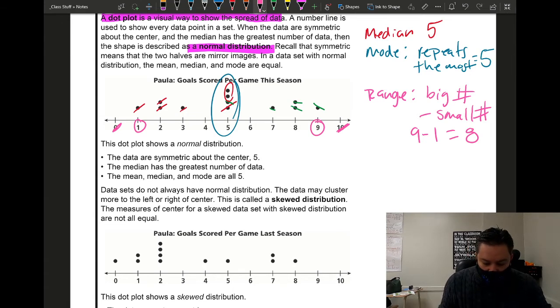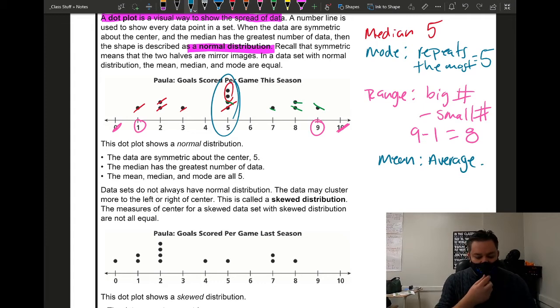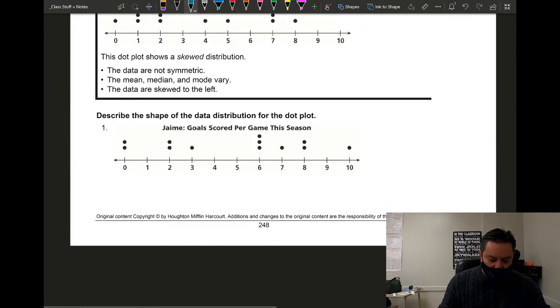And then the other thing that we have is the mean. The mean is going to be the average. And to find the average, all you have to do is add all the dots and then divide by how many there are. That's it. The mean is going to be the average. That's it.